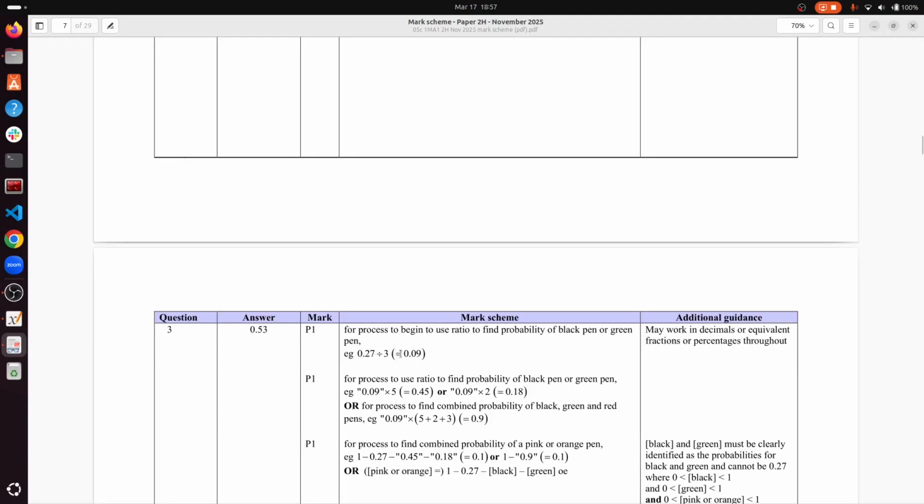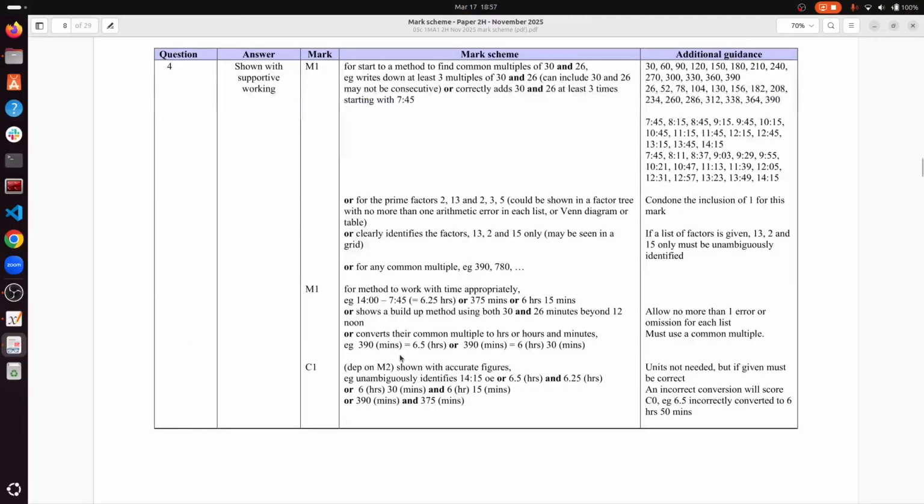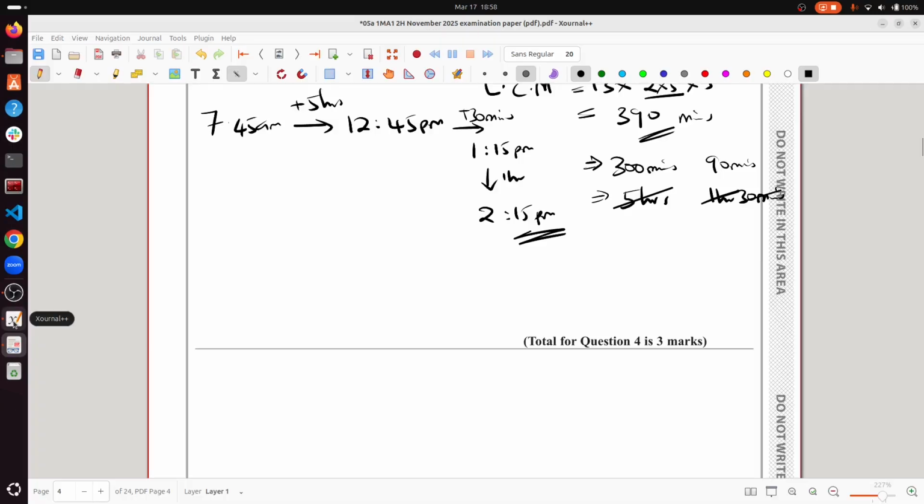Let's check the mark scheme. So we can see the shown with supportive working, and I can see the 14:15 is the time, and I can see 390 minutes as well. So that's what they're looking for.